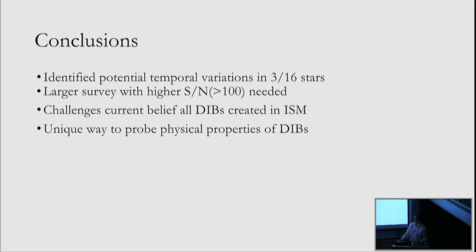But the suggestive nature of them does challenge the current belief that all DIBs are created in the ISM. And so this is possibly evidence for an alternative production pathway for some DIBs being created in the circumstellar shells of stars, because the ISM is replenished by the circumstellar shells of a bunch of stars. So it's reasonable to assume that some DIB carriers are located here.